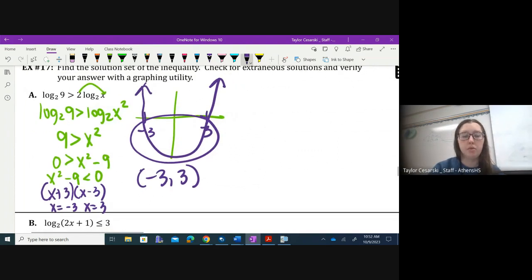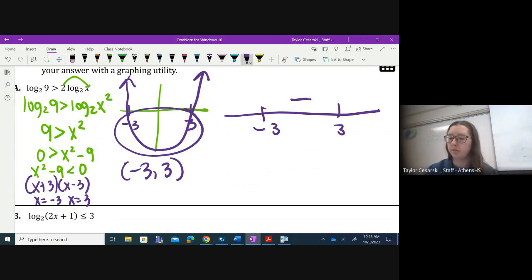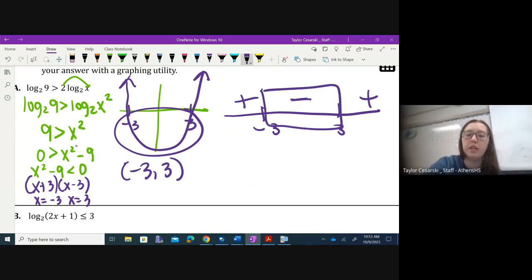Another option that you would be able to do is you could make a sign chart. You have -3 and you have +3. If I plug in 0, that's negative, okay? So what you're going to do here is put the positives on both sides. So then what I have going on is a positive and a positive. Then I'm going to look at in between. I have -3 to 3.